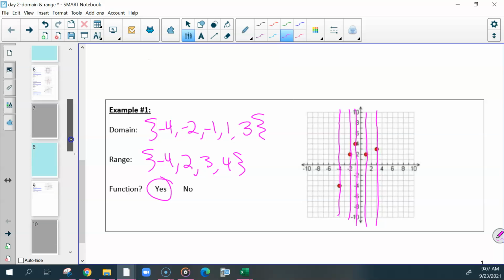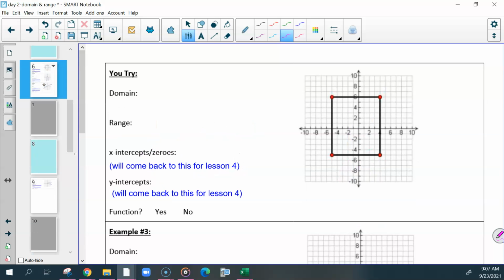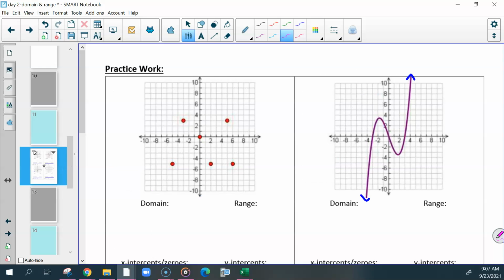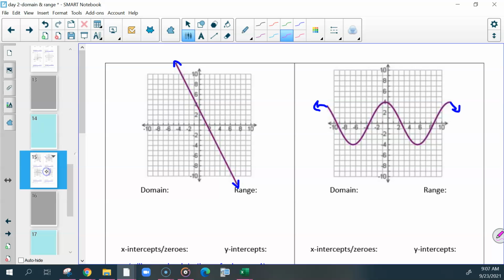I have to like map mine here. Not that one. Not that one. That one, yeah. Okay.